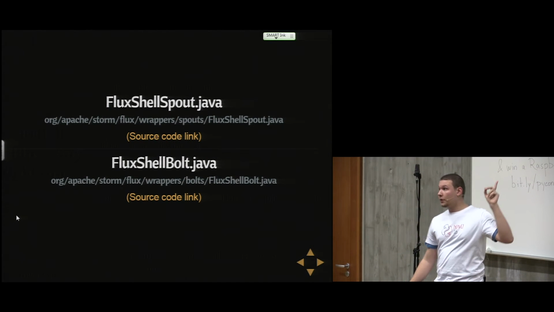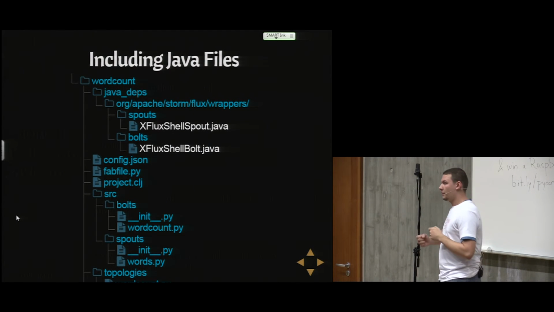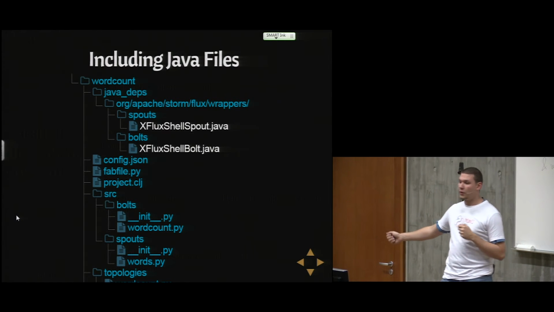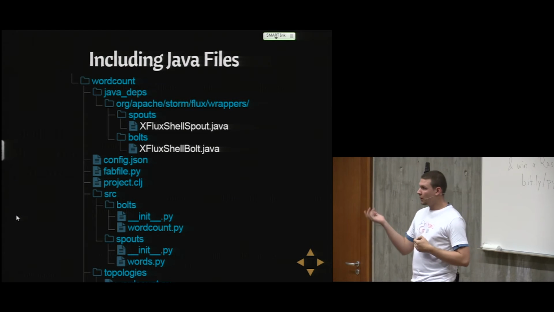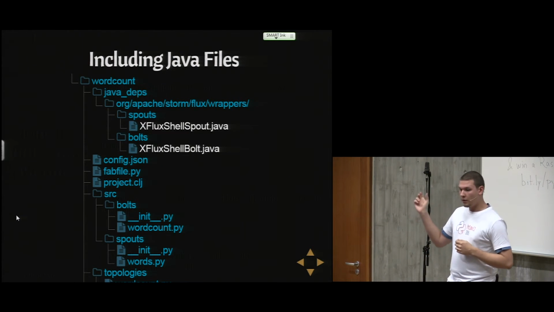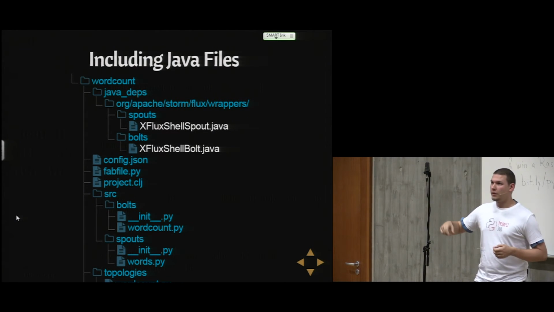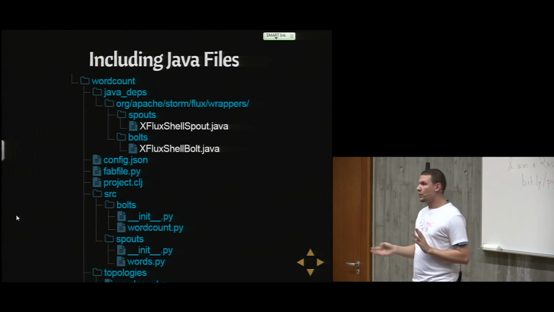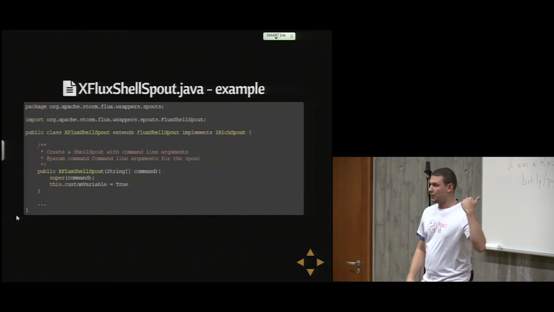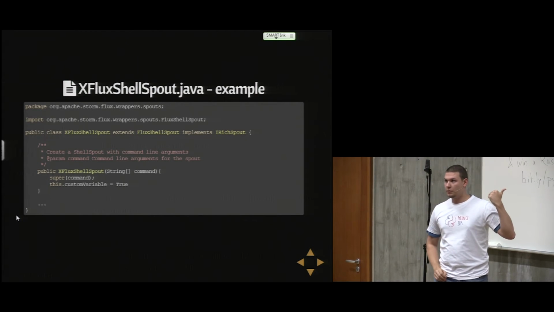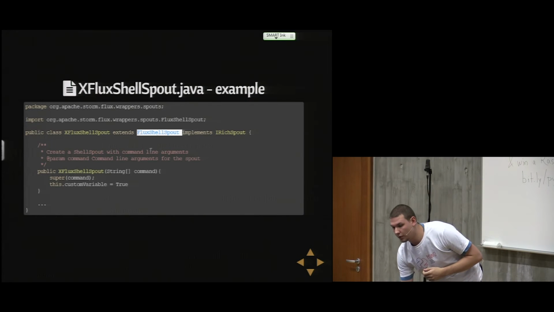Here is the source code if you want to look. But we needed our custom files for spawning the Python process. So you create a dictionary called anything, Java dependencies in my case, and you specify the correct path for Java and the xflux shell spout and xflux shell bolt. Here is how the xflux shell spout can look. I'm just extending the Flux shell spout and doing my custom stuff.